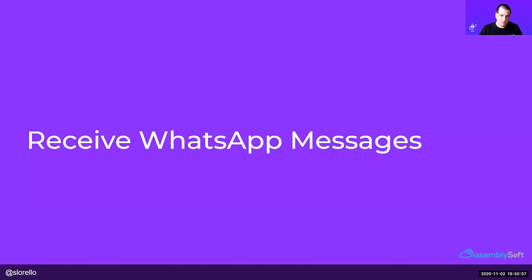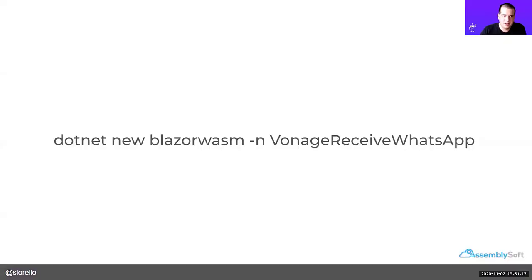So next, we're going to build a Blazor WebAssembly app that's going to receive WhatsApp messages on a hosted ASP.NET Core server, feed them into the Entity Framework, and then pull them out of the Entity Framework and display them in our front end. So we just use dotnet new blazorwasm -n Vonage receive WhatsApp. And it strikes me that I'm missing a -ho flag here to make sure it's an ASP.NET hosted server. That's all right.